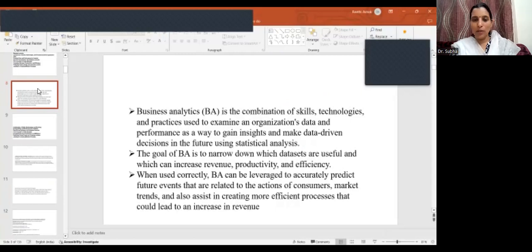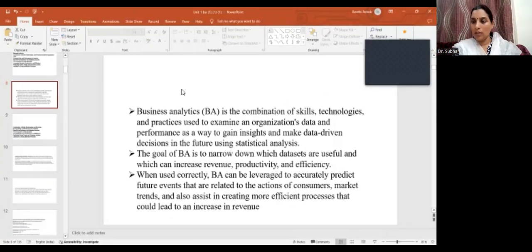Today in this class, I'm going to give you a brief introduction to the topic of business analytics. So what do you mean by business analytics? Kindly give me a second. Okay. What do you mean by business analytics? Business analytics is nothing but a combination of skills, technologies and practices that are used to examine the organization's data.